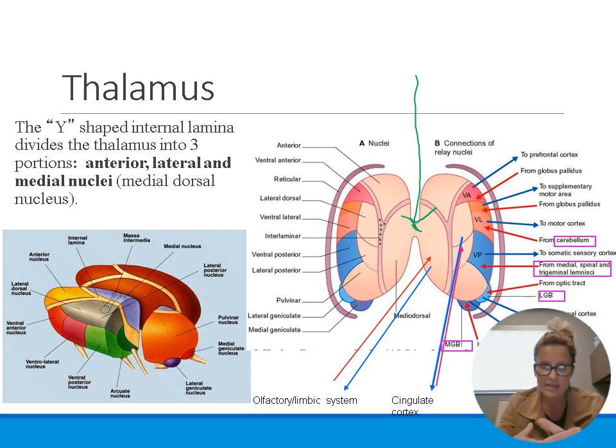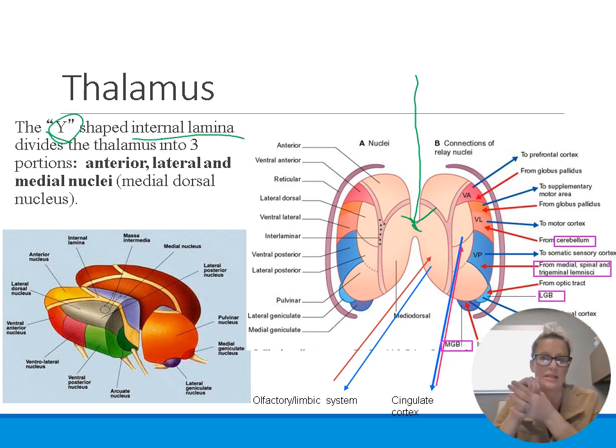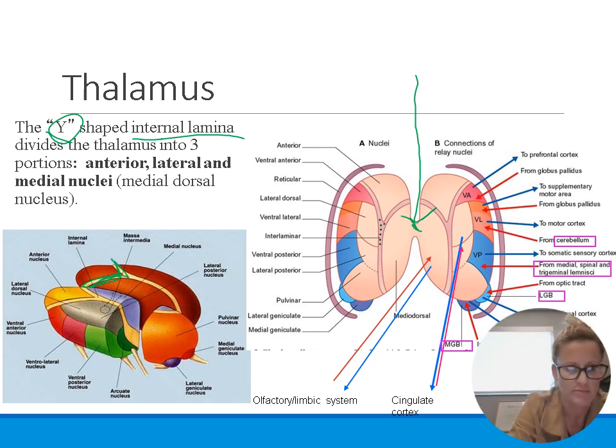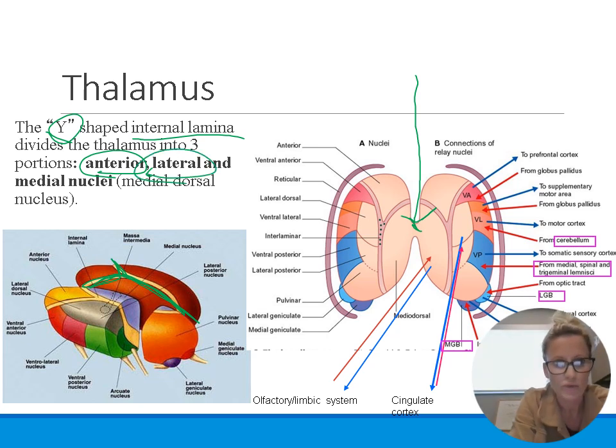Each thalamus is divided. There's a Y-shaped internal lamina. This internal lamina divides each thalamus into three portions. So on this picture, you can see this Y-shaped internal lamina, dividing it up into three parts. Those three parts are the anterior nucleus, the lateral nucleus, and the medial nucleus.